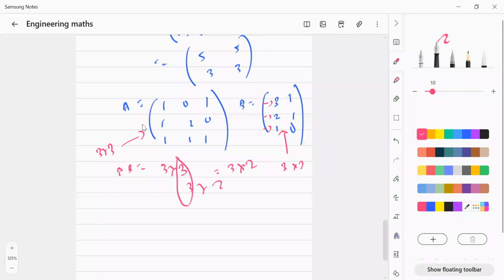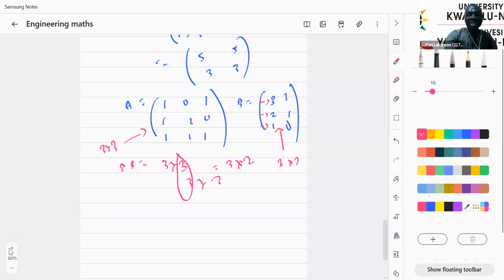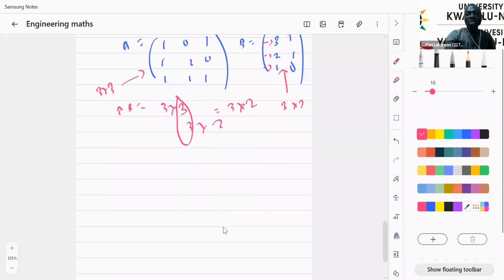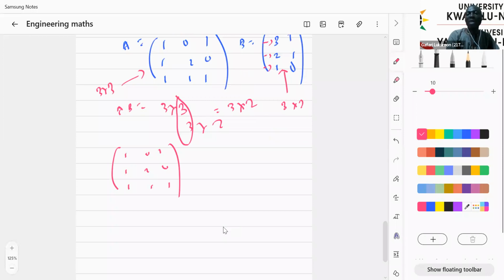So yeah, after you've done that and you've established they are conformable, you can now multiply them together. 1, 0, 1, 1, 2, 0. So 1, 1, 1, because I want to finish everything so that we use the remaining hour for question and answer on what is not clear to you. So 3, 1, 2, 1, 1, 0. I hope you understand now.